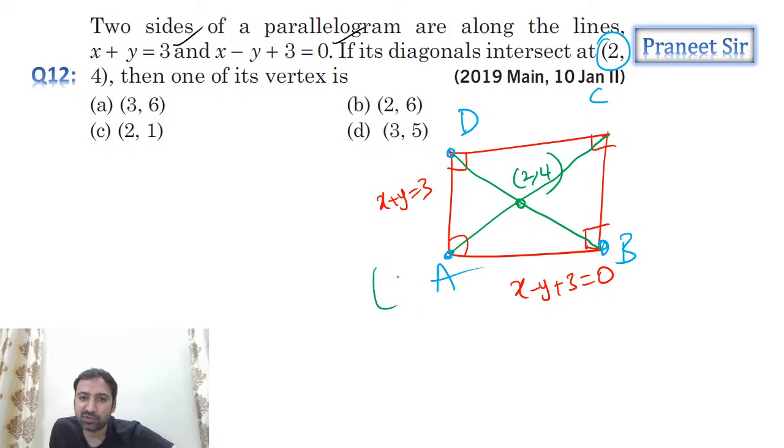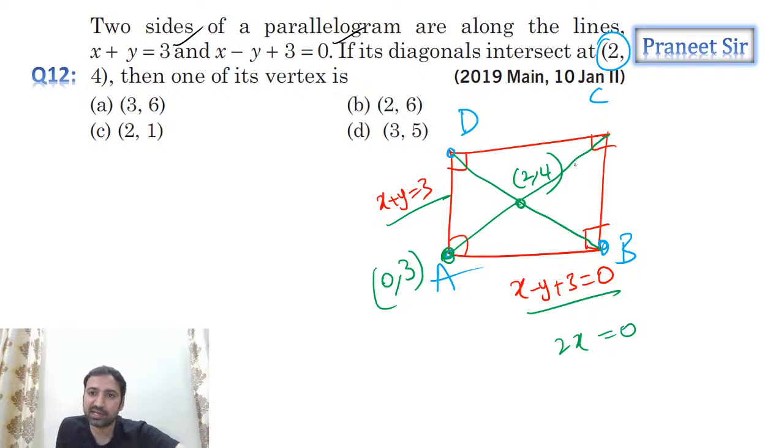Can I solve this point? What is this point, guys? If you solve these two equations, if we add these two equations, what are we getting, guys? 2x is equals to 0. So that is x equals to 0 and y is equals to 3. This point is 0, 3 guys. And the midpoint of AC is given 2, 4. So can I calculate vertex C, guys?